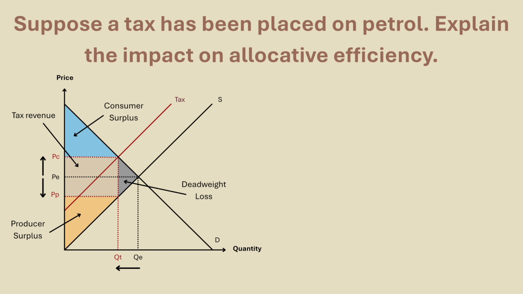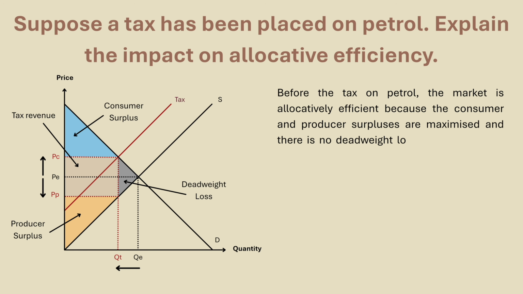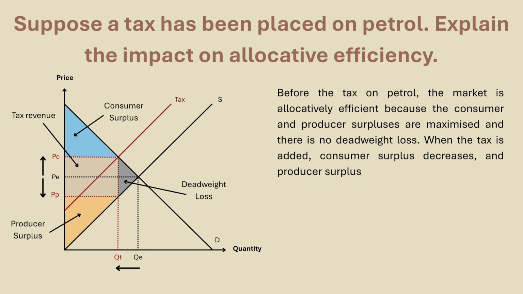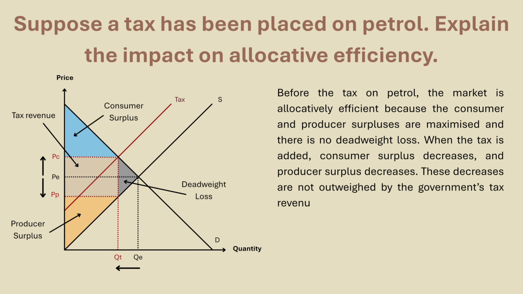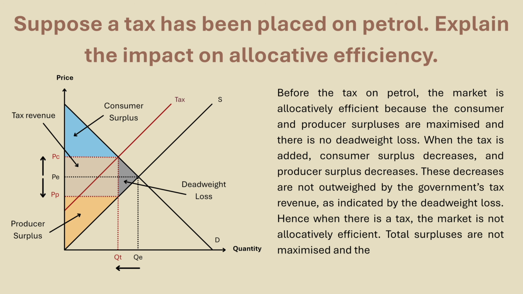Suppose a tax has been placed on petrol. Explain the impact on allocative efficiency. Before the tax is placed on petrol, the market is allocatively efficient because the consumer and producer surpluses are maximised and there is no deadweight loss. When the tax is added, consumer surplus decreases and so does producer surplus, and the decreases are not outweighed by the government's tax revenue, as indicated by deadweight loss. Hence, when there is a tax, the market is not allocatively efficient. Total surpluses are not maximised and there is a net welfare loss.